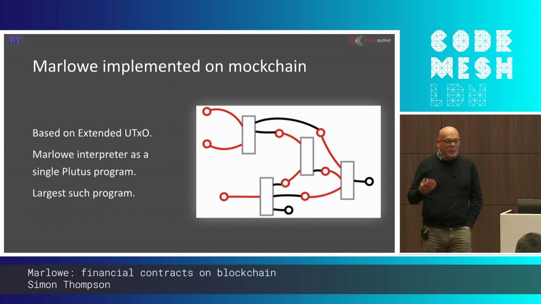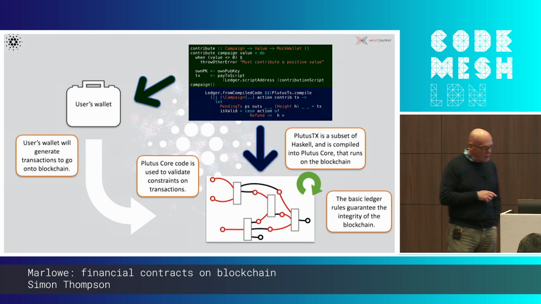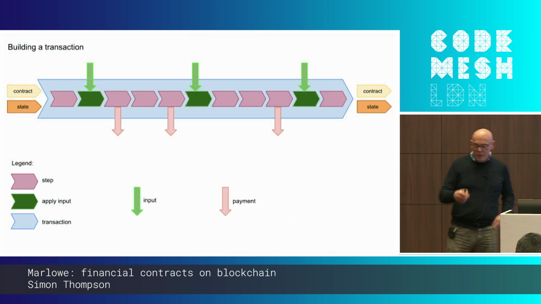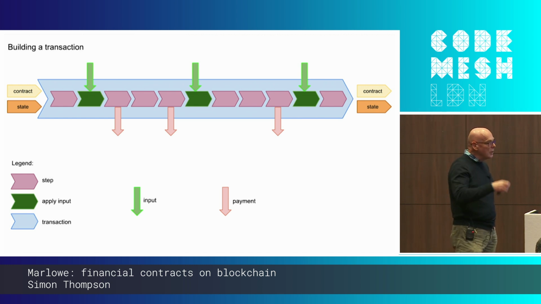So as I said, it's implemented on this blockchain, and the interpreter is a single Plutus program. What we have to do, in a tiny bit more detail, is produce code that runs in a user's wallet, and we also produce code that builds transactions that get put onto the blockchain. Typically a transaction will consist of a number of inputs that have come from the Marlowe inputs and a number of payments. And those get coded up into a single transaction, one of those boxes on the blockchain, by the interpreter.